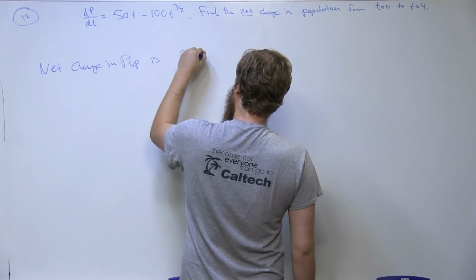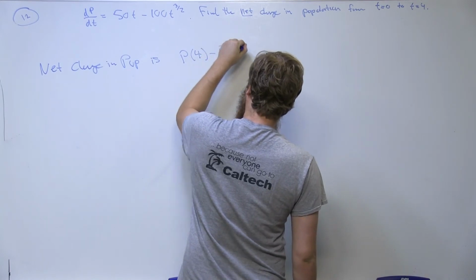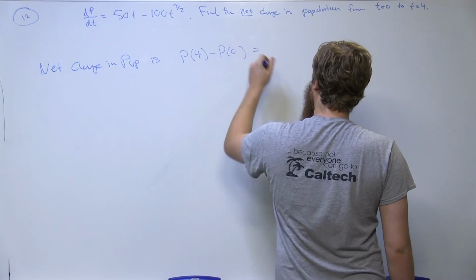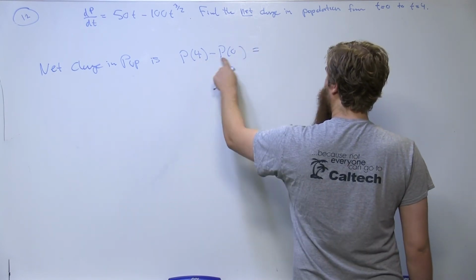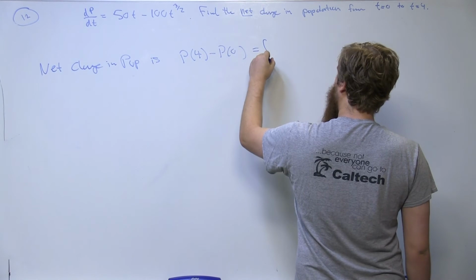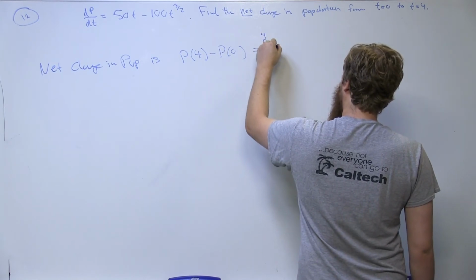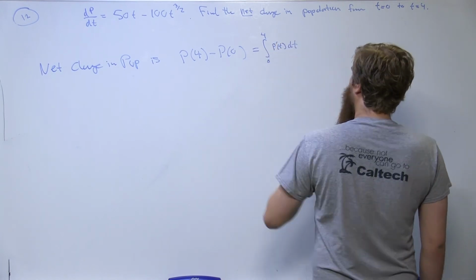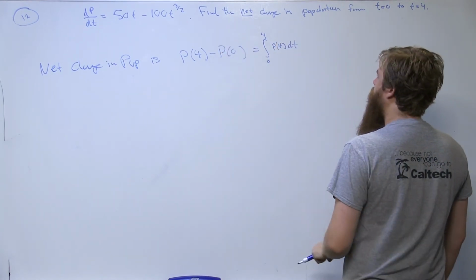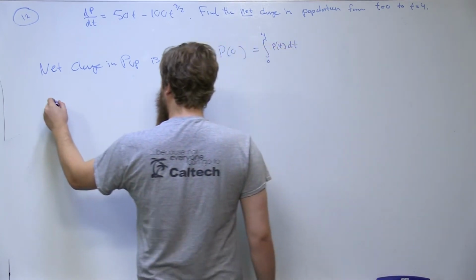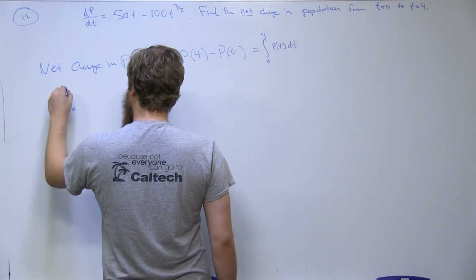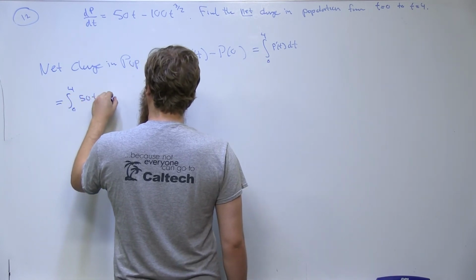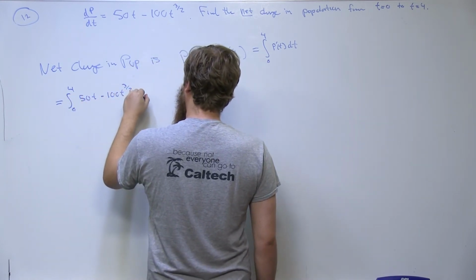Since net change in population is given by just the difference, p of 4 minus p of 0, we know that what we ought to do is to integrate, because the fundamental theorem of calculus tells me that p of 4 minus p of 0 is equal to the integral from 0 to 4 of p primed of t dt. P primed is the same as dp dt. So this whole thing is equal to the integral from 0 to 4 of 50t minus 100t to the 3 halves dt.